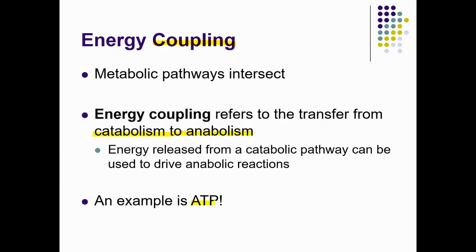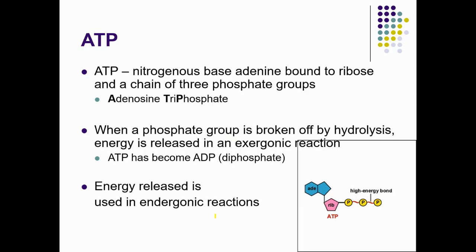And so a very common example of this is a very important molecule. Hopefully you've heard of it and you know what it is, but that is going to be ATP. ATP is energy for our cells. It actually comes from the name adenosine triphosphate. And essentially it's a nucleotide. It's kind of like a modified nucleotide.